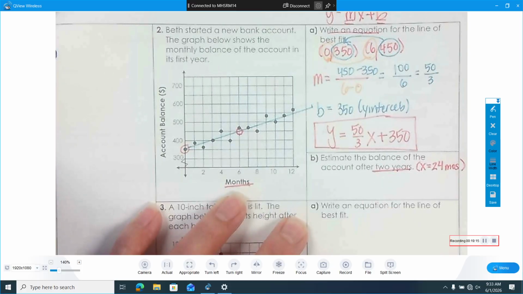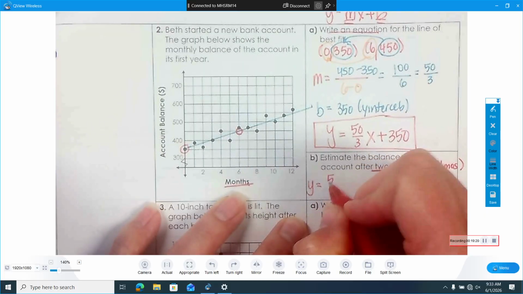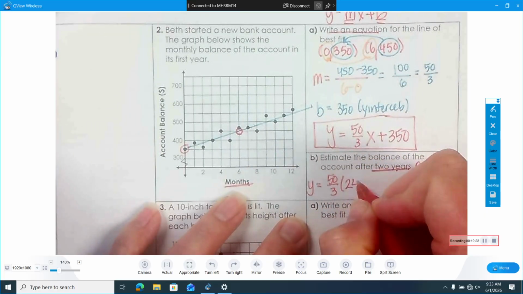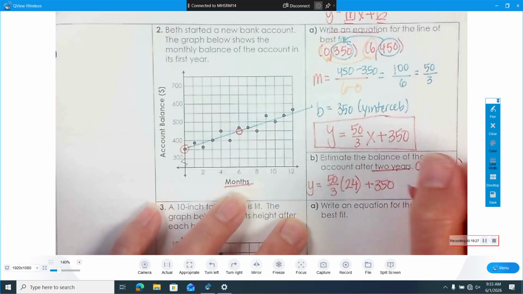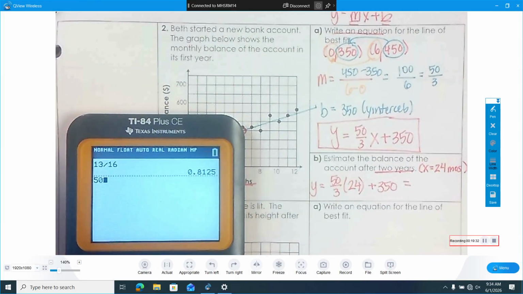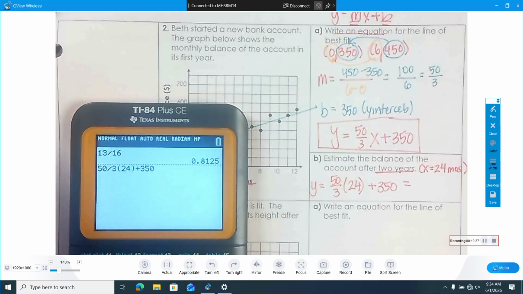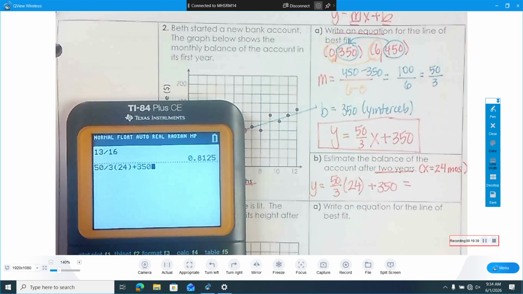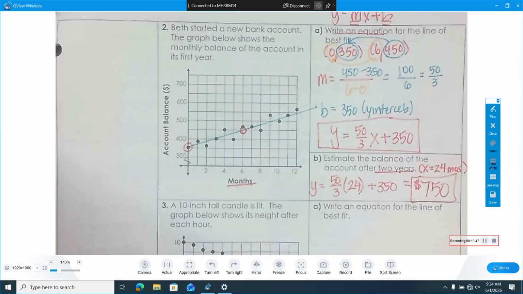All right, so what we're doing is we're going to go ahead and use our model, and we're going to plug it in. So that's going to be 50 over 3, plugging in 24 for 24 months, plus 350. And I can use my calculator if I want to. So 50 over 3 times 24 plus 350. And I get $750, roughly.